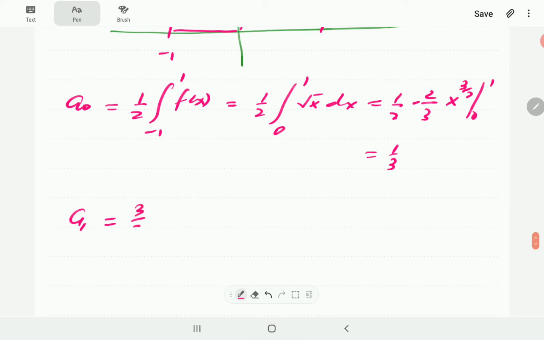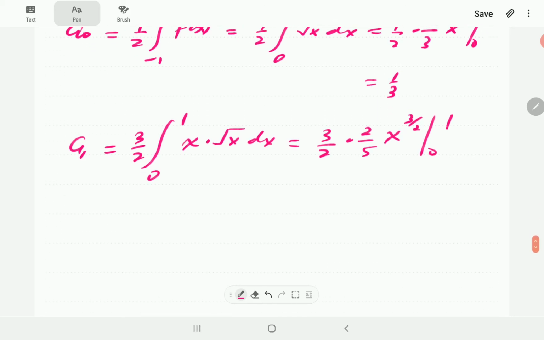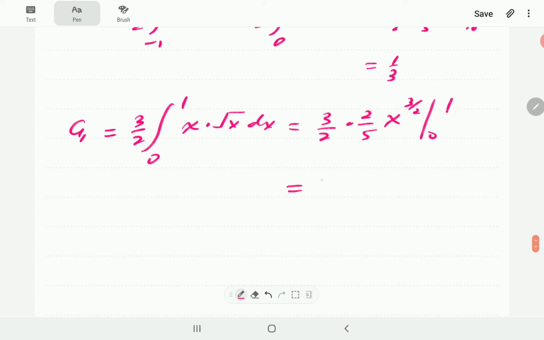Then a1 again. So only the contribution on the right hand side of the origin is going to matter. So it's going to be p1 times f. So this time we're integrating x to the power 3/2. So it's going to be 2/5 x to the power 3/2, from 0 to 1. So this is going to work out to 2/5. So that's the second one.